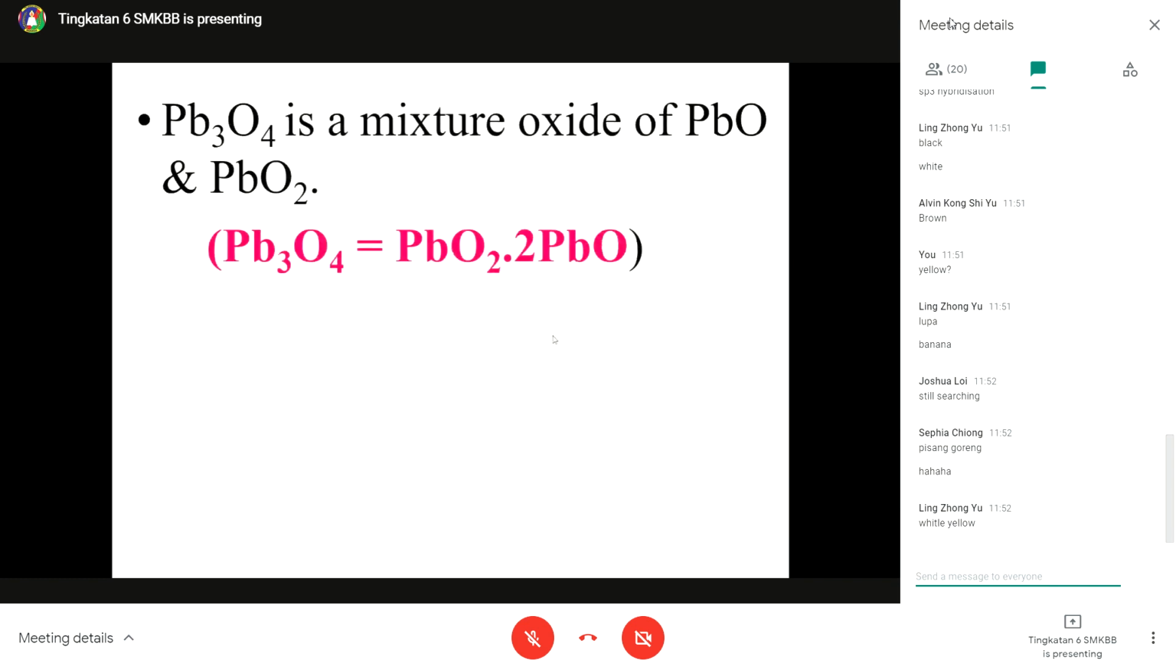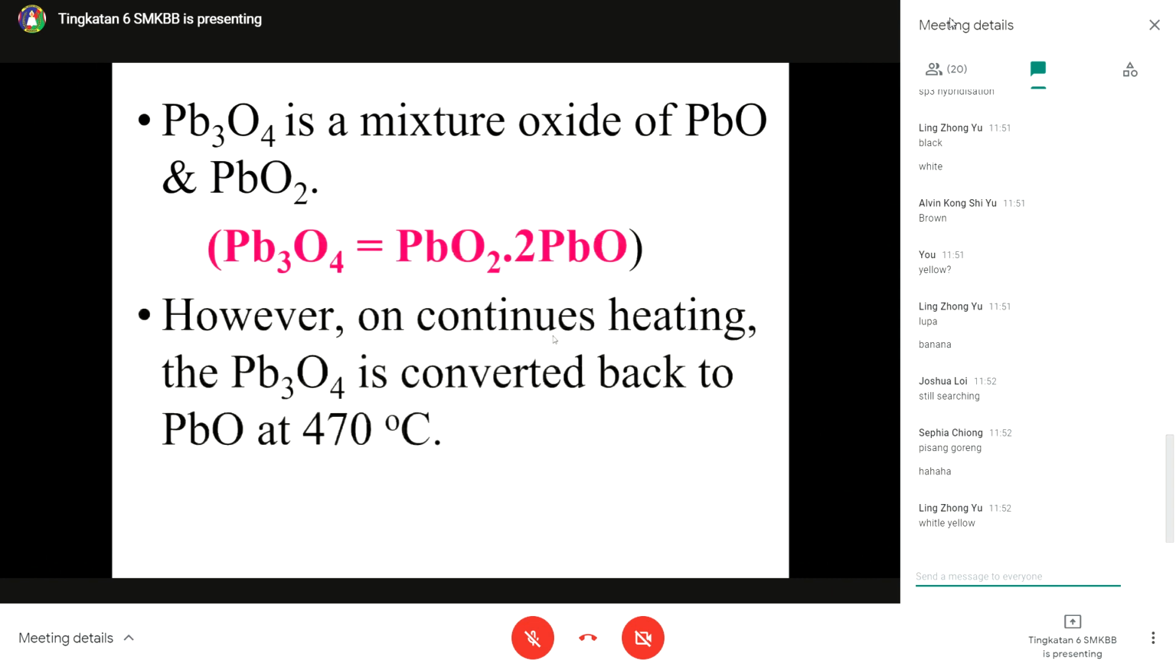Okay, now, however, just now we said you heat until 400 degrees Celsius, your PbO will become this one. However, on continued heating to about 440 degrees Celsius, you find that this product actually will convert back to PbO again.